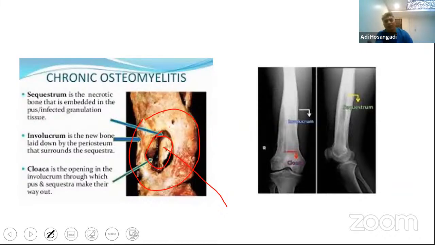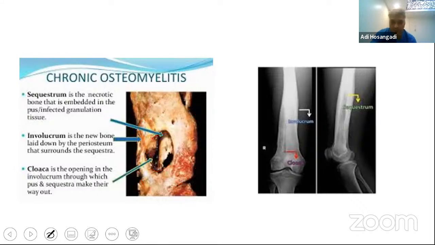Imagine a tumbler or some utensil, a huge rounded utensil. There is an opening in the top. That is the cloaca. If there is only one opening, there is one cloaca; if there are multiple openings, there can be multiple cloacae. Cloaca is singular, cloacae is plural. Okay, so this is abnormal new bone formation. This is your sequestrum. This opening is the cloaca. Understand?